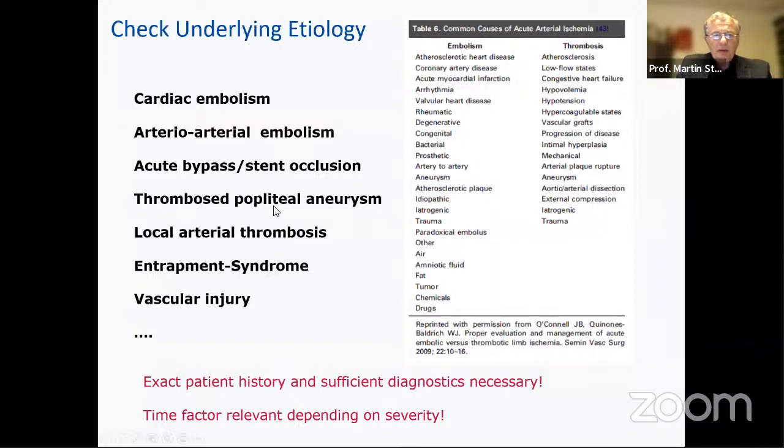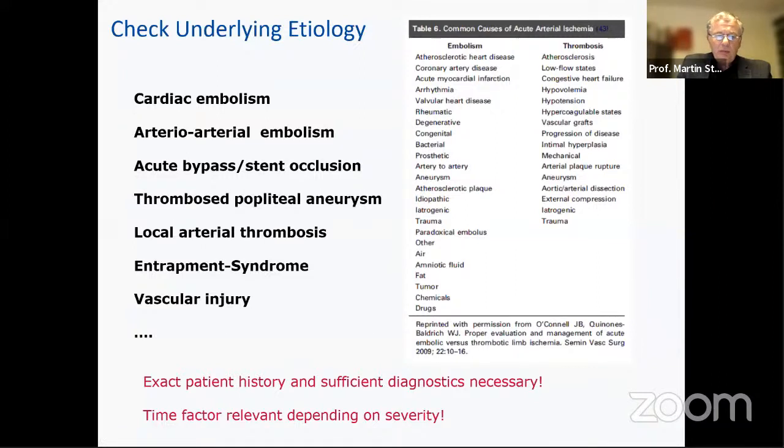Also, thrombosed popliteal aneurysm, which is a special condition, but we have to know before you start treatment that this is present. Also, there is local arterial thrombosis, that means pre-existing disease, and all of a sudden the vessel occludes and is thrombosed, comparable to myocardial infarction, and a lot of other things like entrapment, injury. And you see here more and more theoretical, possible conditions that can mimic acute ischemia.